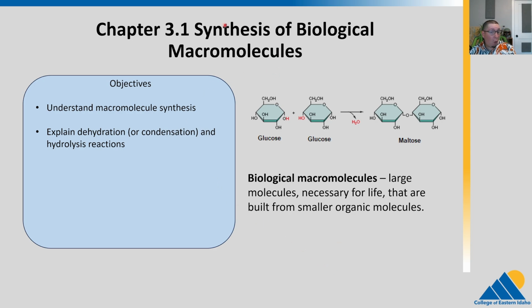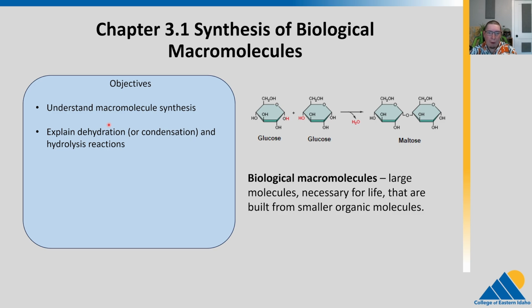Okay, so we're going to talk about ways that biological macromolecules get made and broken down. So to do that, we have to talk about 2 types of general reactions. These are not specific, like here we have glucose and glucose being added together. This is a reaction, but we could have 2 other sugars, fructose and glucose, or something like that being added together. And the same kind of process is going to occur here. So we're going to talk about how macromolecules get made, and then we'll talk a little bit about how they get broken down.